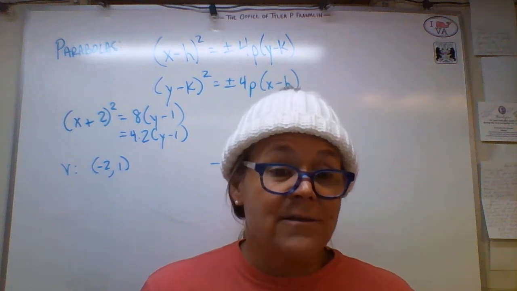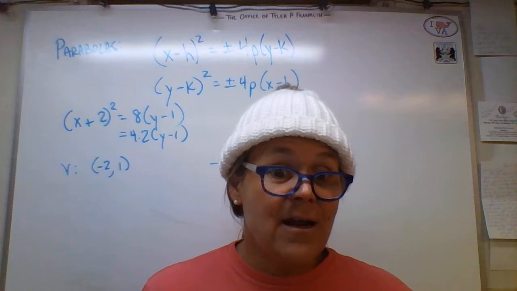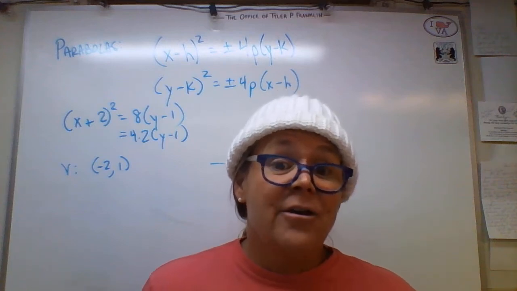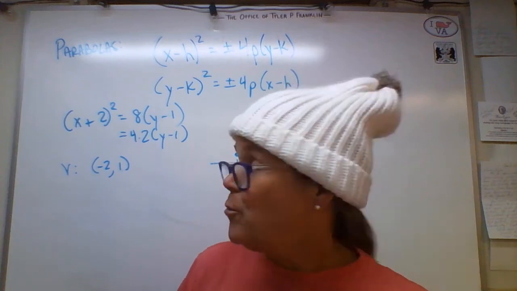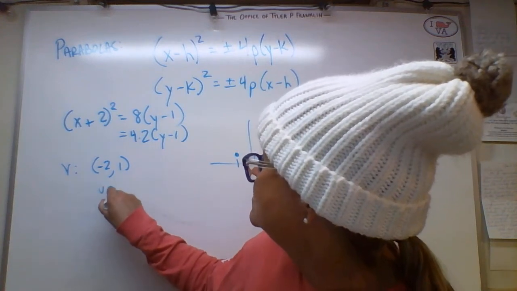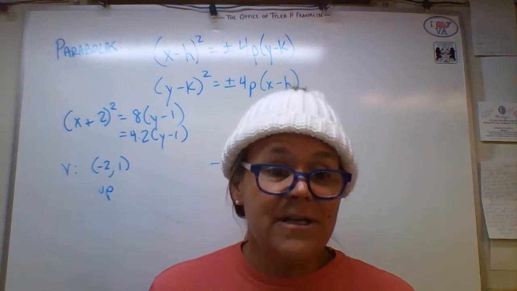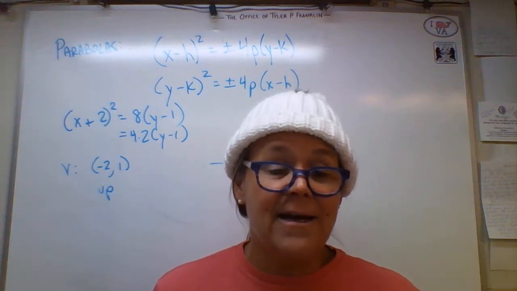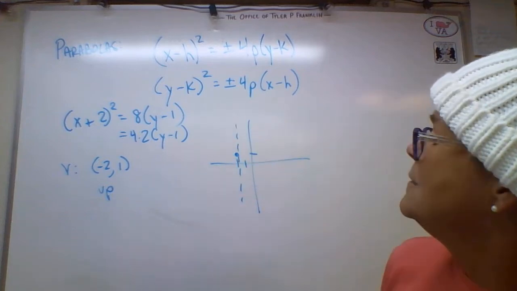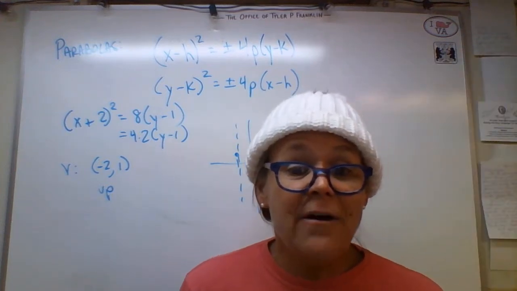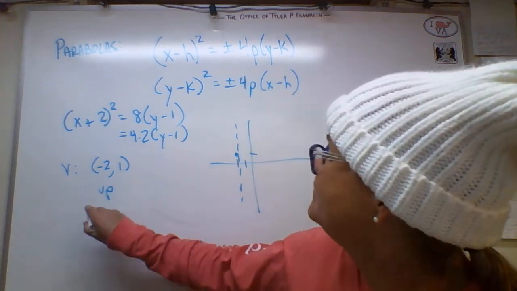Direction it opens. X is squared, so it's right side up or upside down. That's positive, so it's up. Axis of symmetry: the axis of symmetry is the vertical line if it's up and down. So the equation of that vertical line is x equals -2.